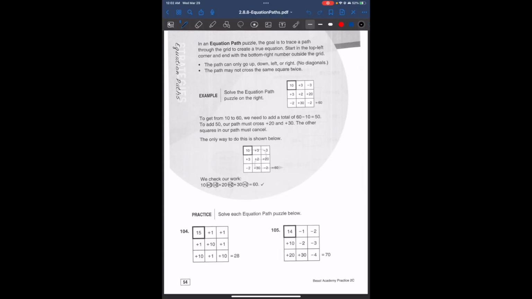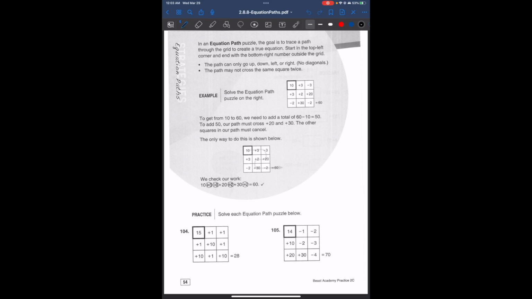Hi guys, I'm Melissa, and in today's video we'll be talking about a strategy called equation paths. Similar to what we did in the previous video, an equation path is a puzzle. By getting used to solving these equation path puzzles, it helps us learn a lot of math strategies that we can use when we solve equations or even word problems in the future for more complicated and advanced problems. So in today's video, we're going to be talking about equation path puzzles.